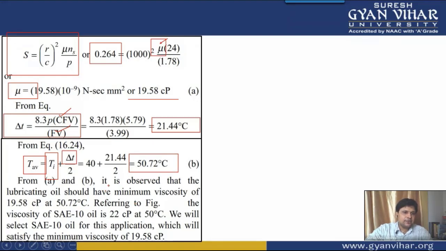Now from A and B, it is observed that the lubricating oil should have minimum viscosity. The viscosity of SAE 10 oil is 20 centipoise at 50 degrees centigrade. All right. So finally, in this way, you can solve this numerical. I hope you have understood this numerical, students.